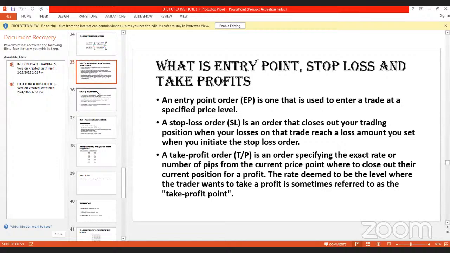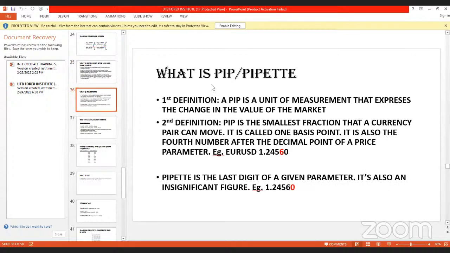Okay, the next on this slide is PIP and pipette.